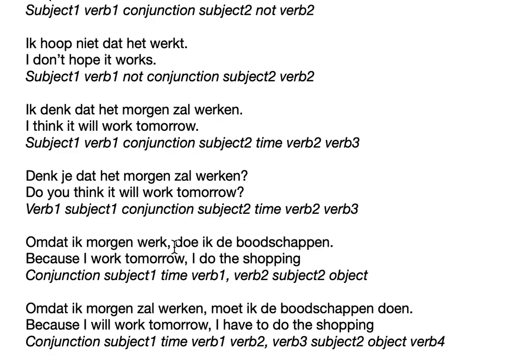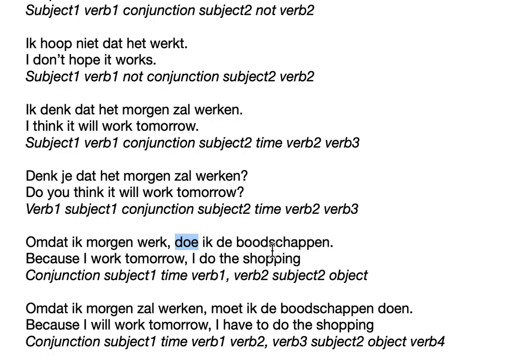Omdat ik morgen werk, doe ik de boodschappen. Okay, because I work tomorrow, I do the shopping, and this is a double problem, because first of all you have the omdat and the verb goes at the end. It's already unnatural for an English speaker to put this verb at the end. And here, what happens in the second sentence, this is an old friend, the inversion. It's not a catapult with the verb at the end, werk, but here it's the inversion, doe ik de boodschappen.